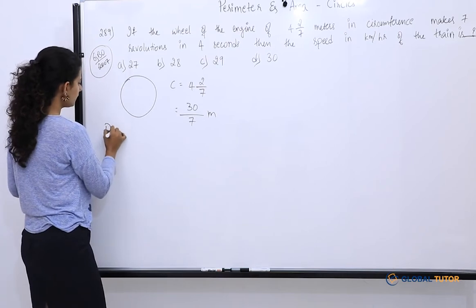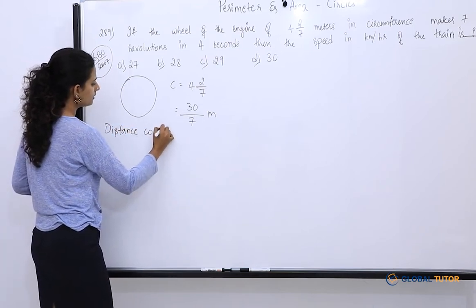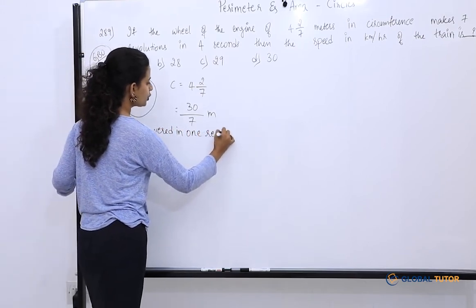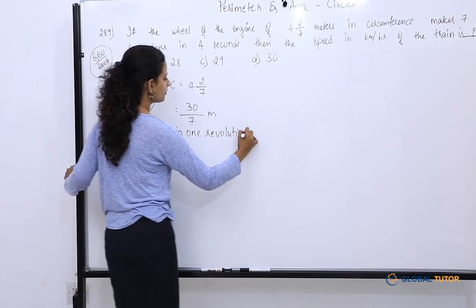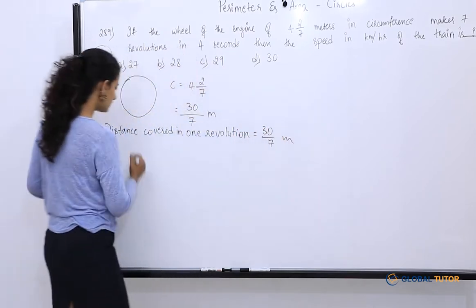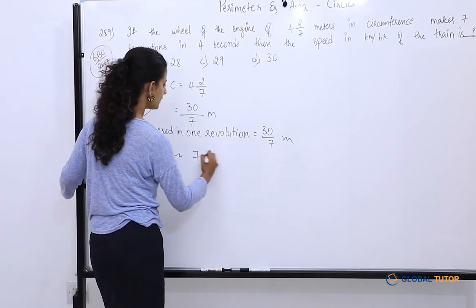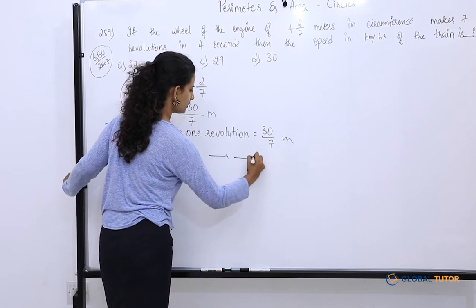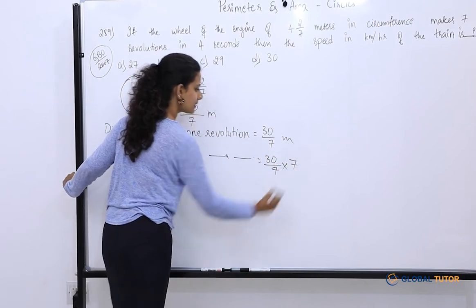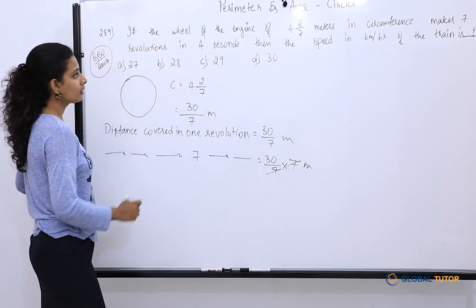distance covered in 1 revolution will be 30 by 7 meter. Similarly, distance covered in 7 revolutions will be 30 by 7 into 7. So that is 30 meter.